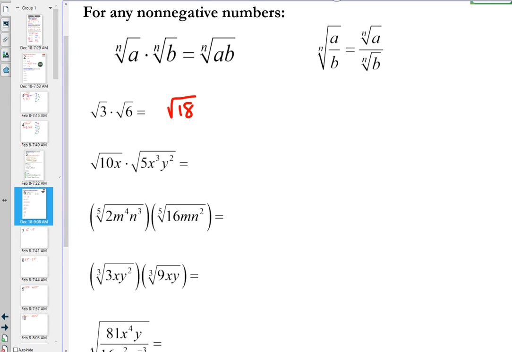But you can't just stop there. Now that I have them under one radical, if I can simplify them, I should. I'll just save the time from the tree. Most of you guys use your calculator anyways.